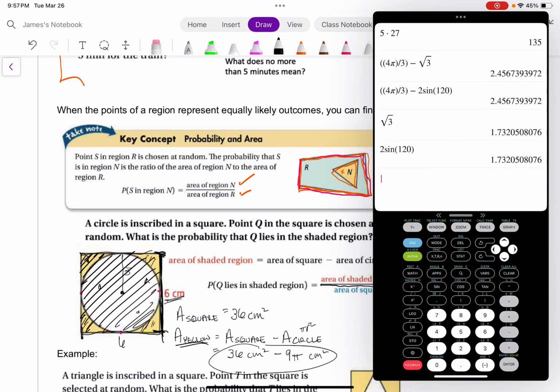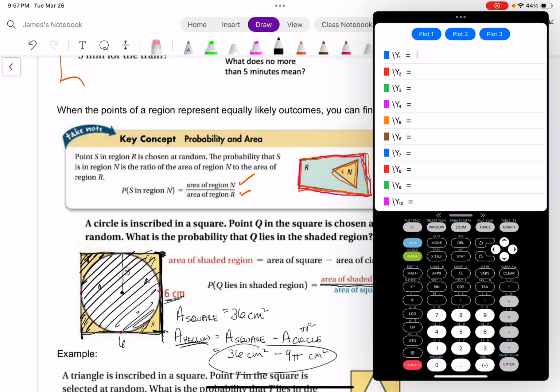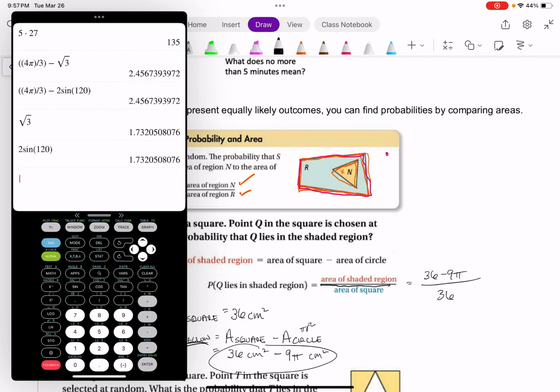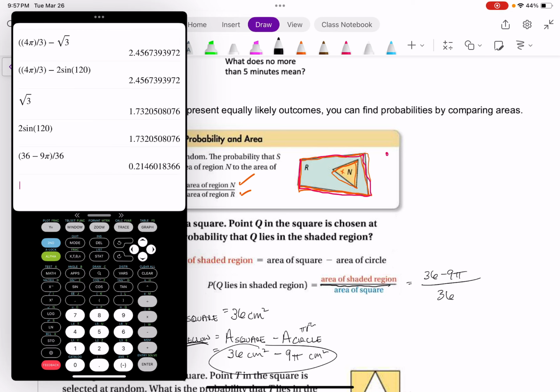You can use Desmos for this, or I've been using this calculator here just because of the convenience for me on my iPad. Bouncing back and forth between Desmos or any browser on this is kind of a pain. So I'm going to put that in. That's my numerator. Then we divide by 36. That's my denominator. And I get 0.2146, if you want to keep going.